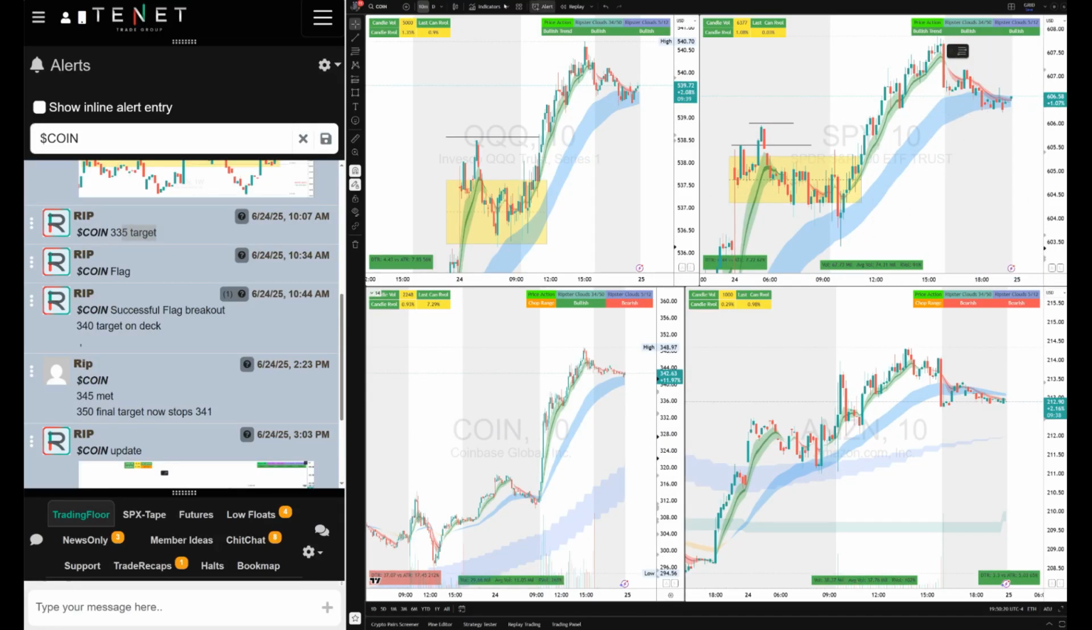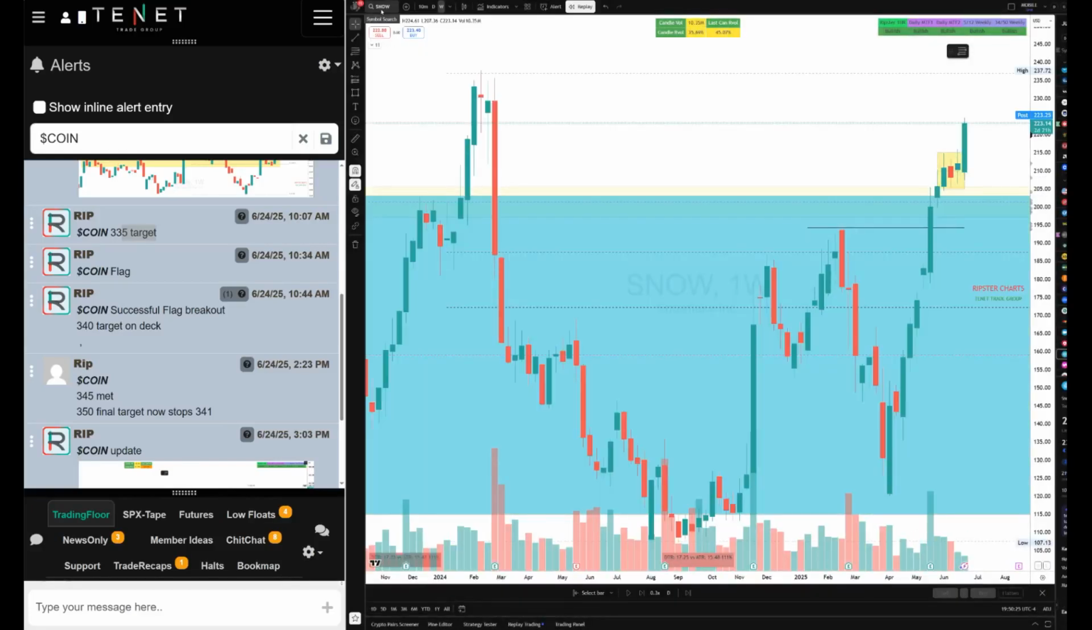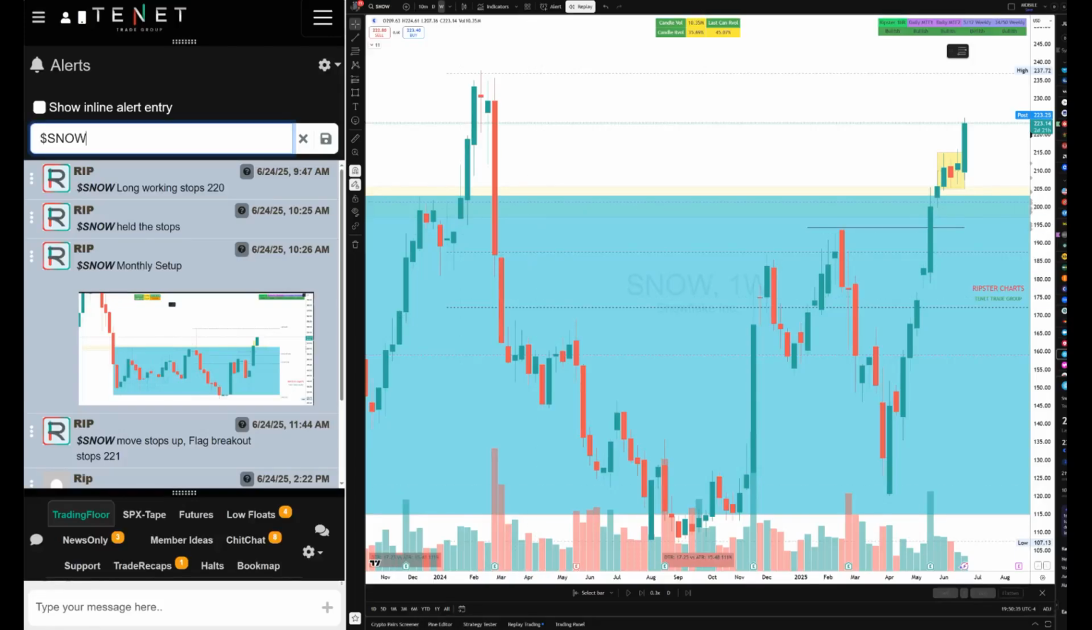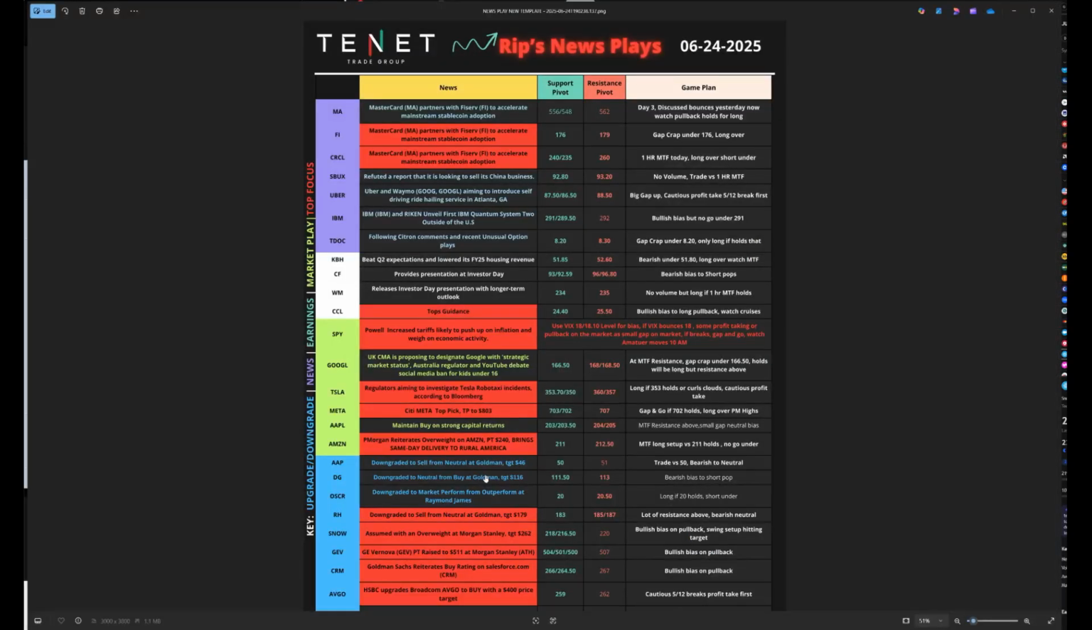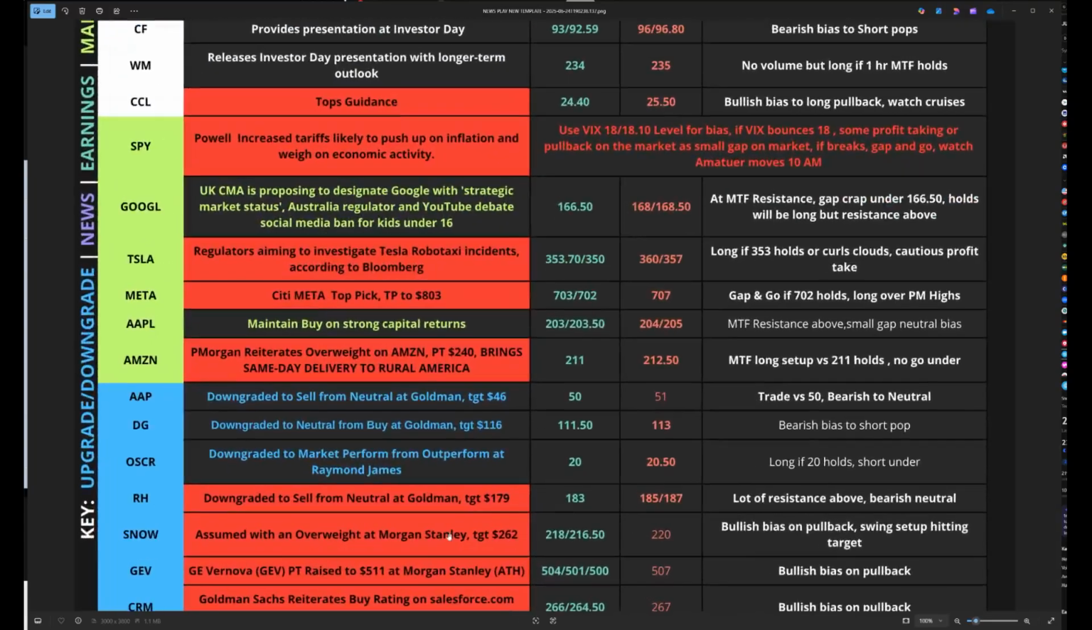So the next setup we are going to look at is Snow. You don't really need to focus on too many. There were many runners today, right? But I focused on the strongest ones in the community. Why? Because of the daily and weekly chart. And Snow also had news in the pre-market planning. We had Snow with a bullish bias on pullback. What was the plan? Bullish bias, swing setup, hitting the targets.